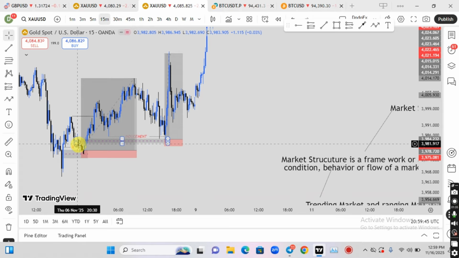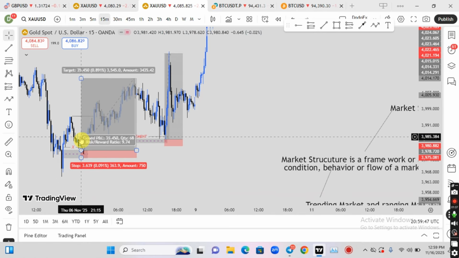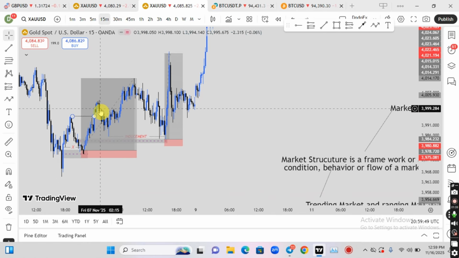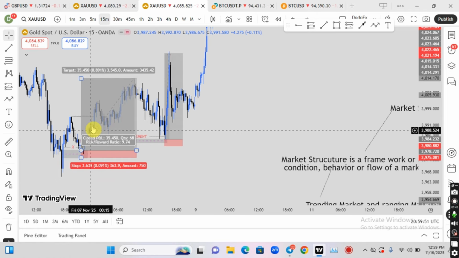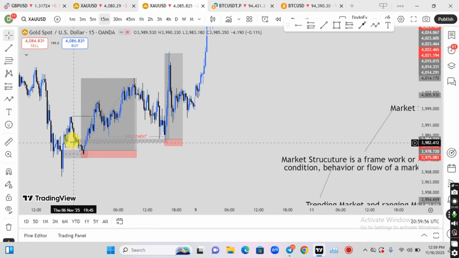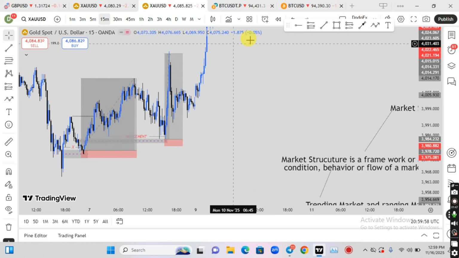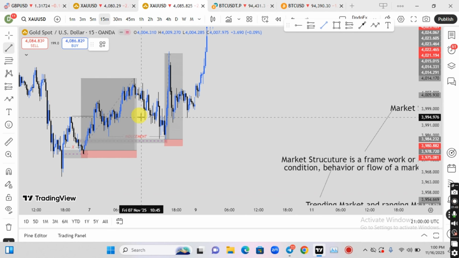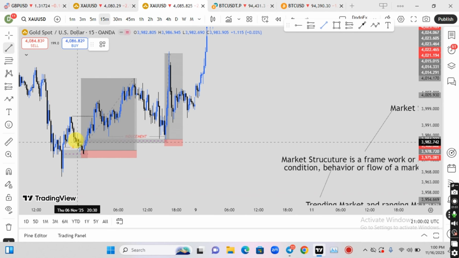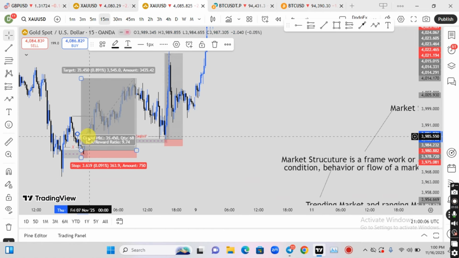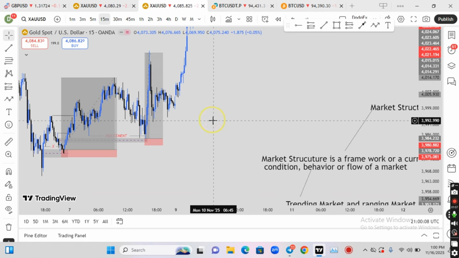Okay, price broke this zone. Price broke this zone here, went up, pulled back, went up, pulled back, went up. This zone here created a market structure shift, because this market has been selling, right? Then price broke this zone here to give you the market structure shift. Then that's how we got the buy.